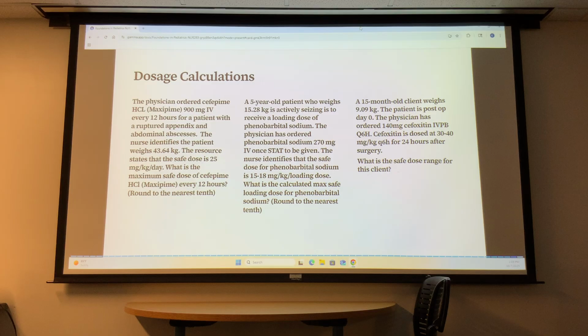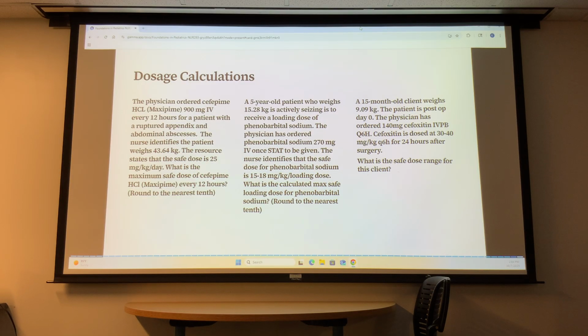1,091, right? So 1,091 milligrams per day. Okay? But this is asking every 12 hours, right? So what do you need to do with this? Divide by 2, right? Every 12. So it should be 545.5 milligrams every 12 hours.